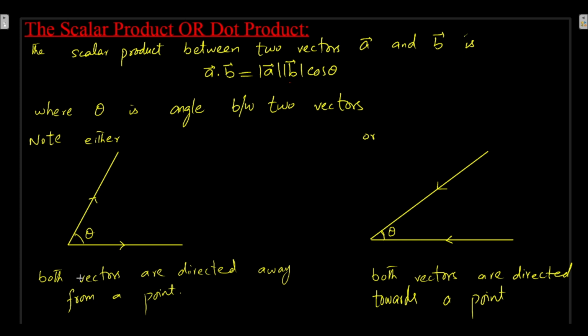Note that either both vectors are directed away from a point or both vectors are directed towards a point. To make sure that you do not make any mistake in the exams, please note this property carefully. Always draw a sketch for both the vectors to make sure that either both the vectors are directed towards the common point or directed away from the common point.